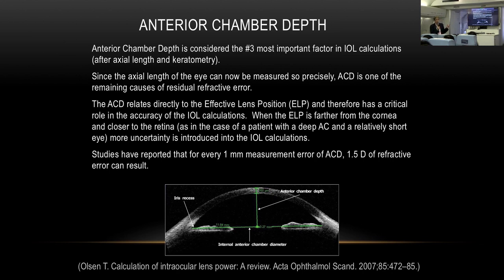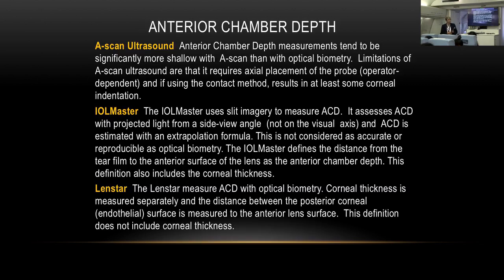Why do we even care about anterior chamber depth? It's because it directly relates to the effective lens position, and therefore it has a critical role in those types of IOL calculations. Because if the intraocular lens implant is closer or further from the cornea, or closer or further from the retina, that's going to alter its effective power. And some studies have shown that for every 1 millimeter measurement error of anterior chamber depth, you've introduced 1.5 diopters of refractive error.